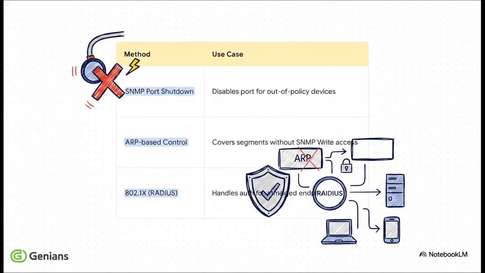To handle all these different requirements, a combination of enforcement methods is used, all coming from a single platform. SNMP port shutdown provides hard enforcement for the high-security areas. ARP-based control is used for segments where that's not possible. And standard 802.1x takes care of authentication for the managed endpoints. It's really about using the right tool for the right part of the network.